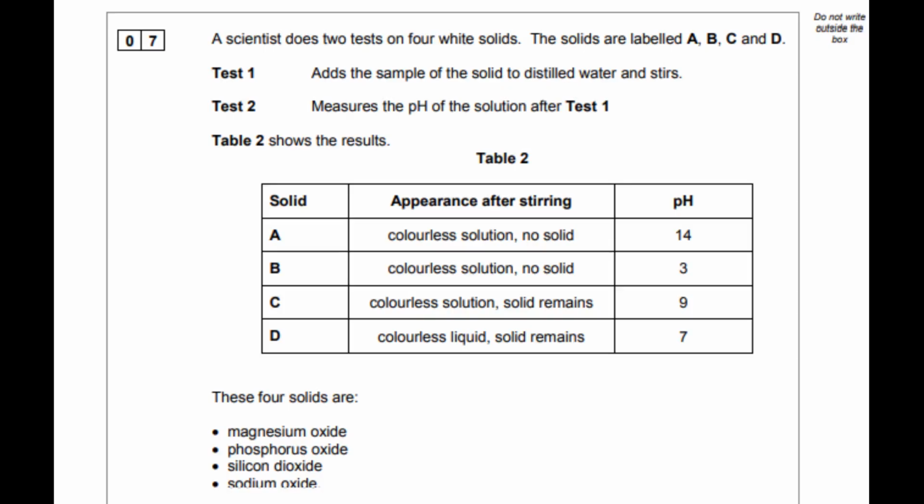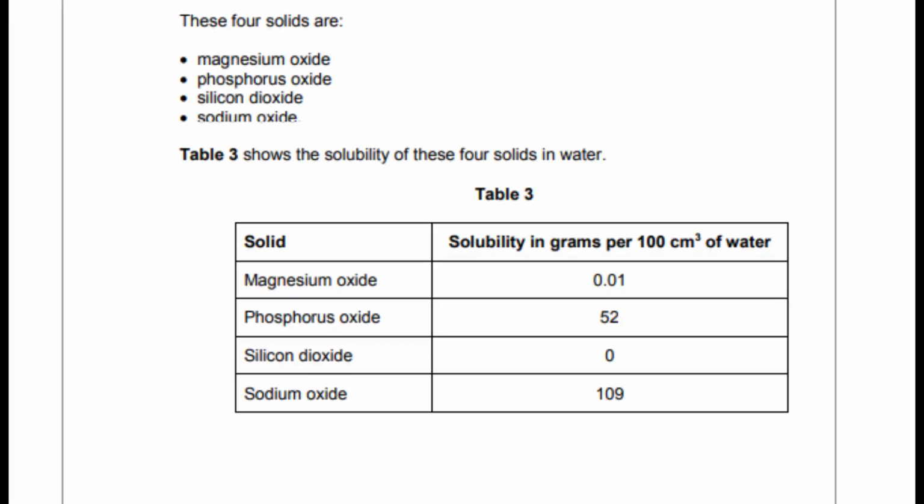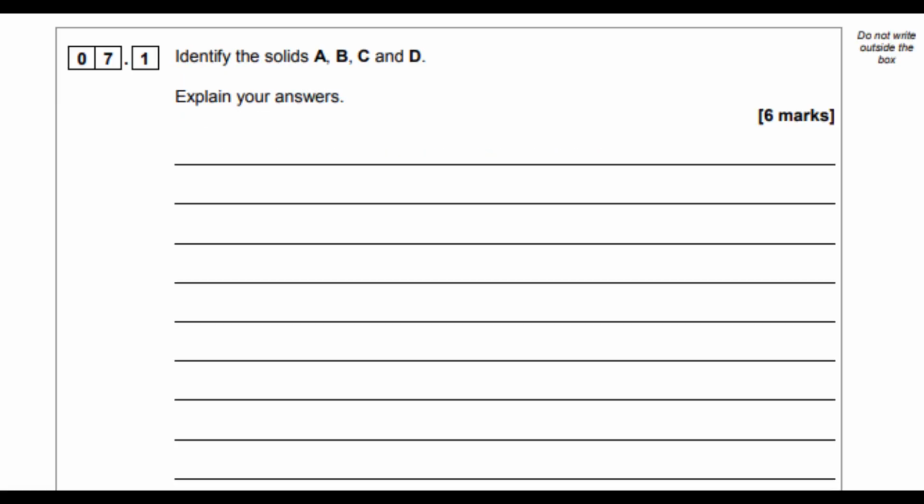So let's find out what's next. The 4 solids are magnesium oxide, phosphorus oxide, silicon dioxide, and sodium oxide. The table shows the solubility of these 4 solids in water. Magnesium oxide has a solubility of 0.01, phosphorus oxide 52, silicon dioxide 0, and sodium oxide 109. That's how many grams of that substance you can dissolve in 100 centimeters cubed of water. Question 7.1 says, identify solids A, B, and C and explain your answer. So let's get this party started.